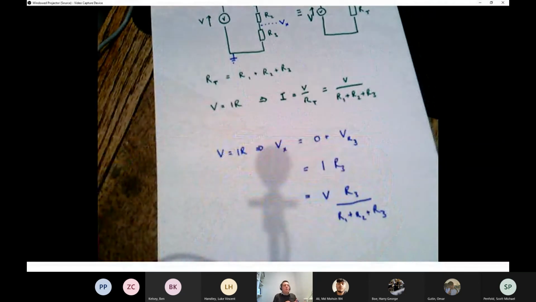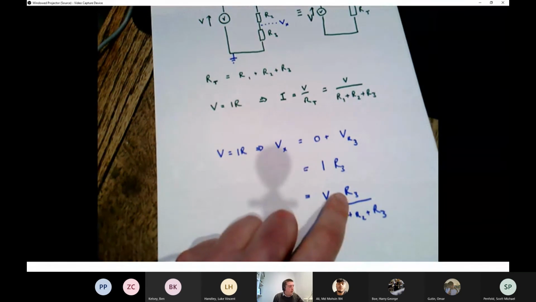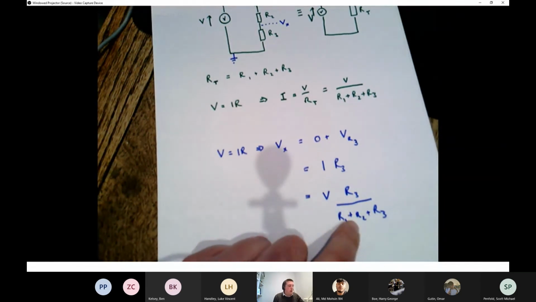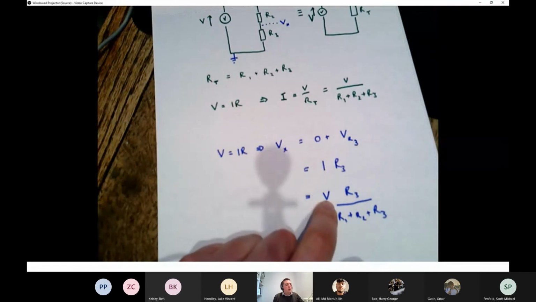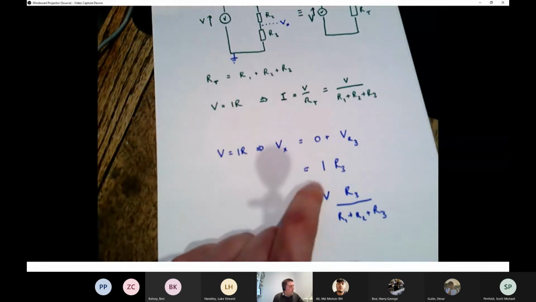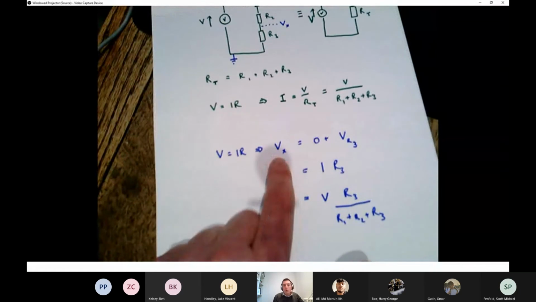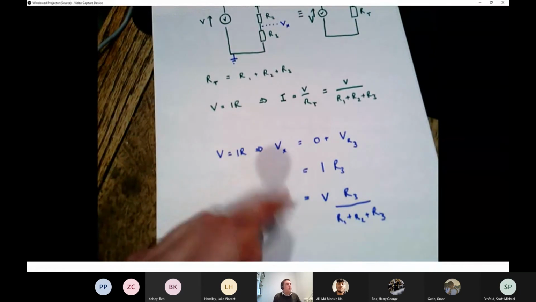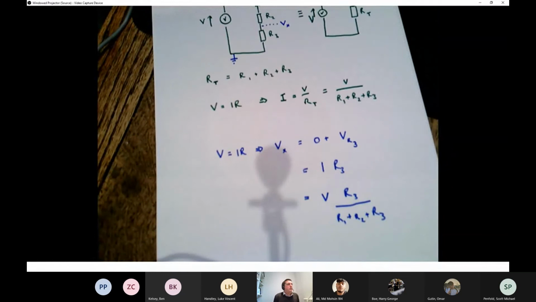And if you want, you can put the numbers from the previous question into this algebraic formula, and you'll find out that they come out the same. If you make R3 1.5 kiloohms, R1 1 kiloohm, and R2 330 ohms, and V 3 volts, you'll get the voltage here at X is 1.59 volts, just the same as we got in the last question.